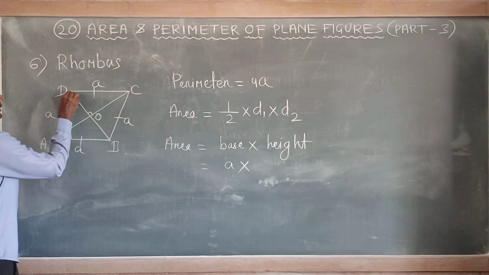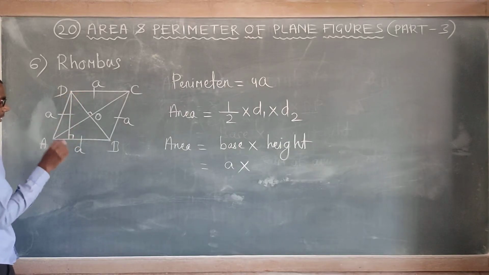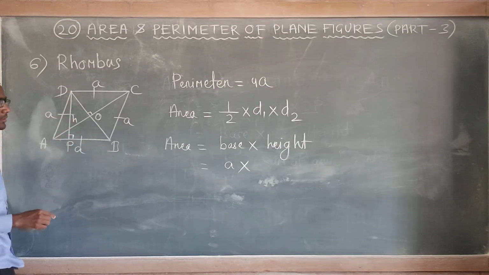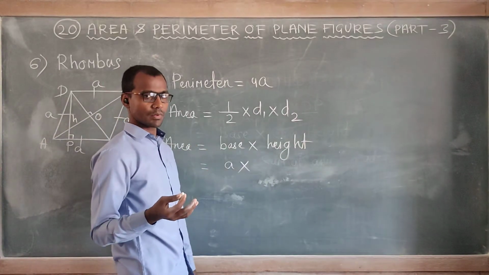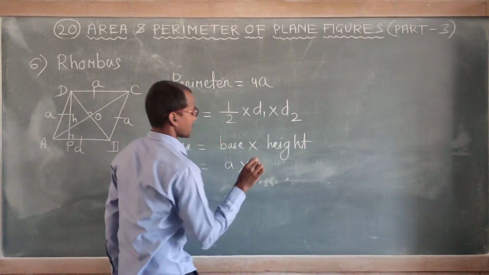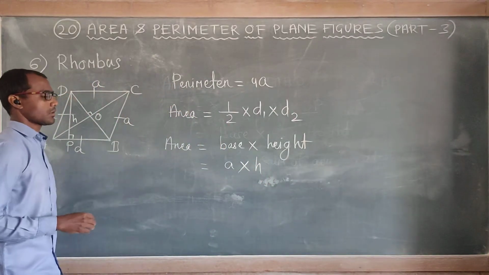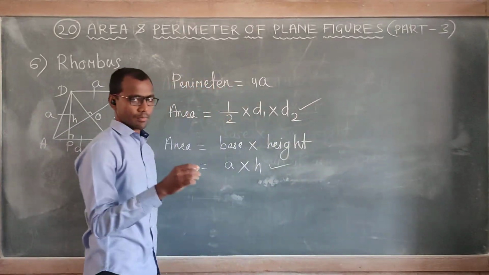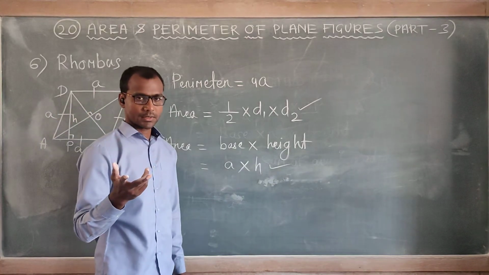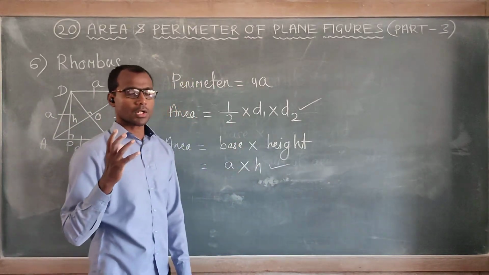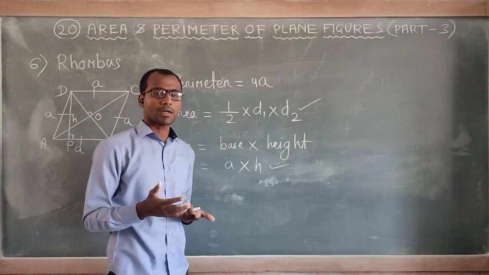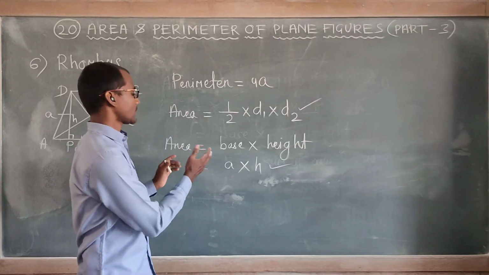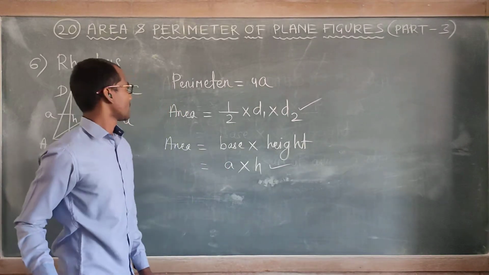Suppose from D I will draw a perpendicular on AB. Let this point be P. Let DP be equal to H. Distance between the parallel sides be H. Height is H. A into H. So area is equal to A into H. Also half D1 into D2. Both formulas are applicable. When you have diagonals, use this formula. When you do not have diagonals, but you have side and corresponding altitude or height, means the distance between the parallel sides, then use this formula A into H. So this is for rhombus.